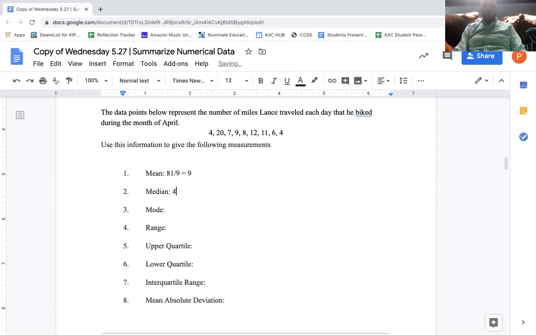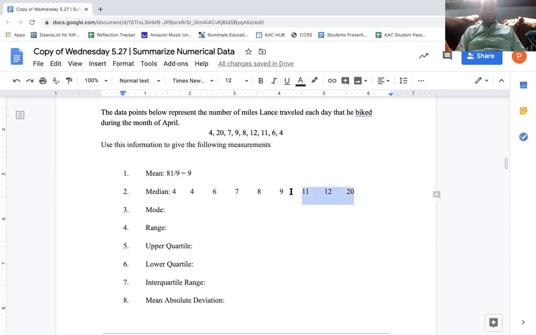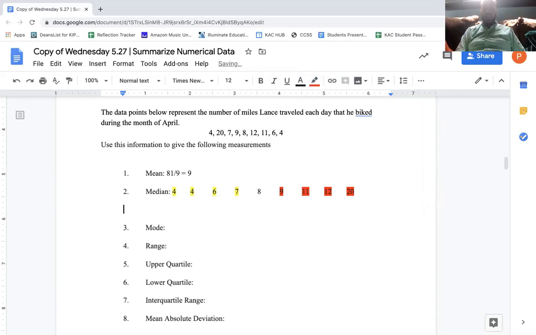For median, first thing I have to do is line them up from least to greatest. Let's see here. 4, 4, 6, 7, 8, 9, 11, 12, 20. There's 1, 2, 3, 4, 5, 6, 7, 8, 9. Duh, I already said that here. Great. If there's 9 numbers, I know the middle one is going to be my median. So the middle number in the set is 8. So I will say that the median is 8.